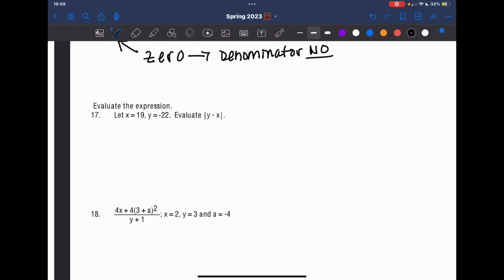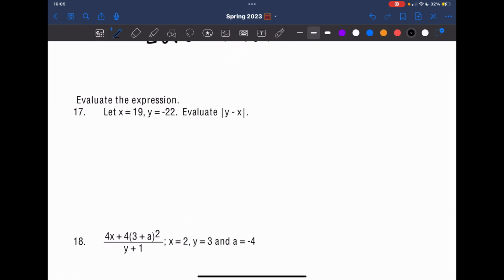Number 17, we're going to substitute. Remember, we're treating this as absolute value. So whatever comes out of the absolute value is positive. So we're substituting. I have -22 minus 19 inside the absolute value. -22 minus 19 is going to be -41. When I take it out of the absolute value, I get +41.